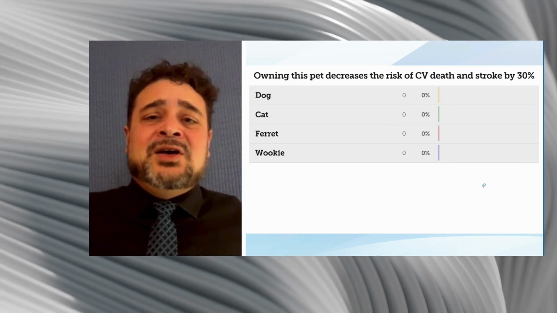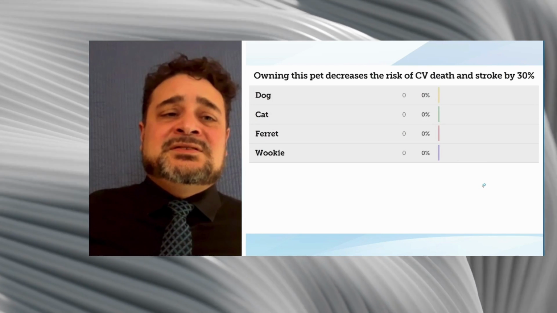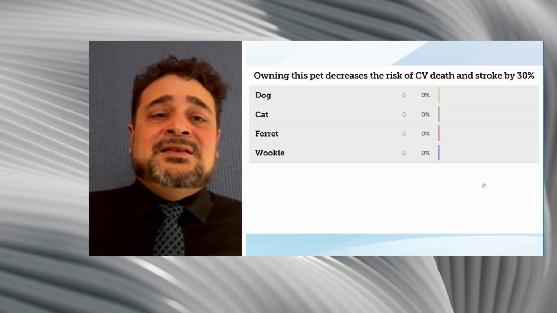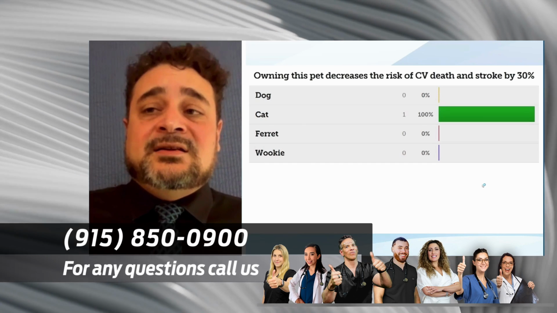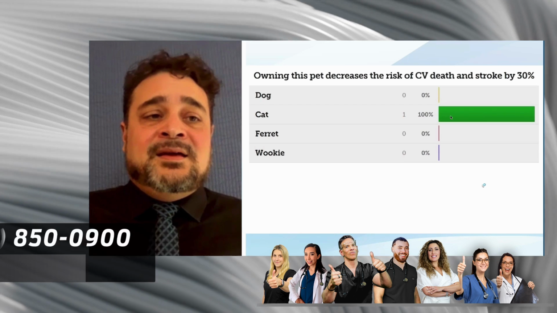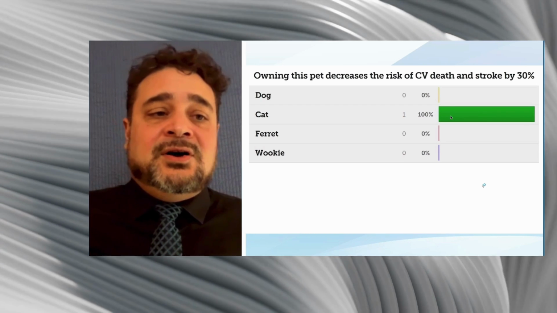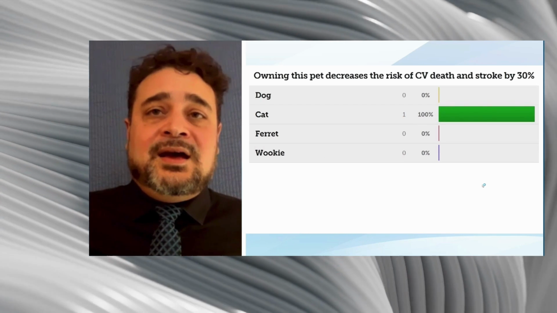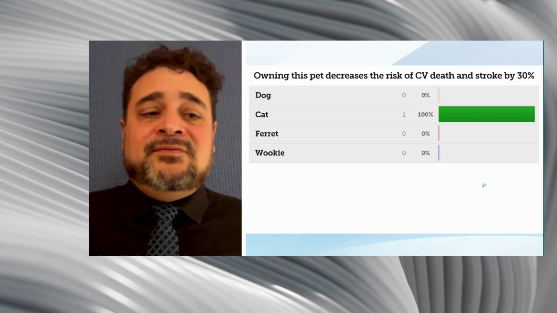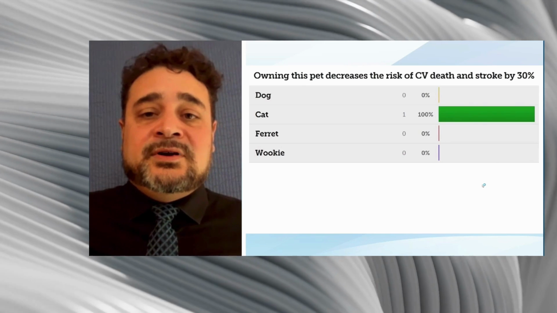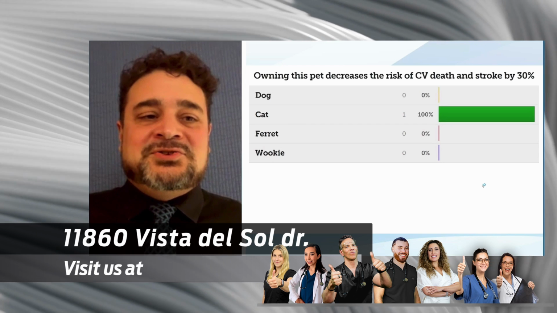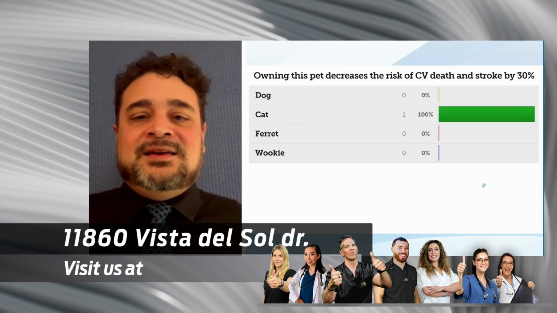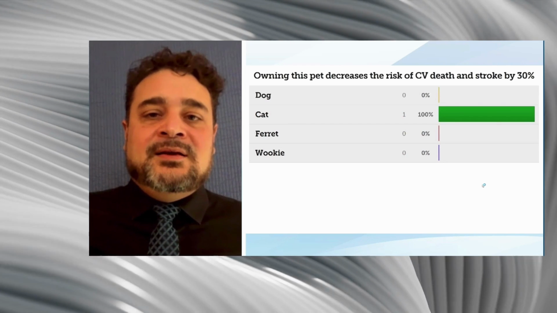Owning a pet decreases the risk of cardiovascular disease and stroke by 30%. So, A, a dog, B, a cat, C, a ferret, D, a Wookiee. Go ahead, answer the question. A dog, a cat, a ferret, a Wookiee.